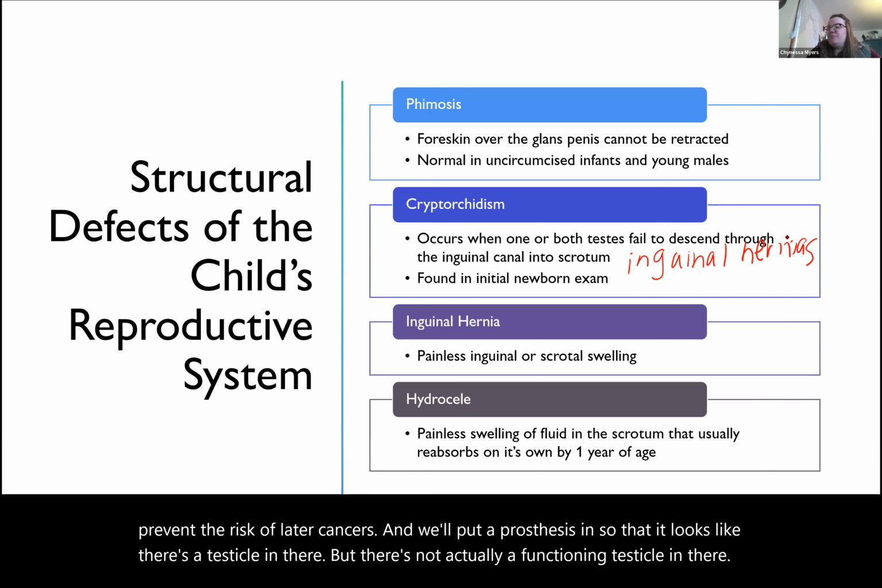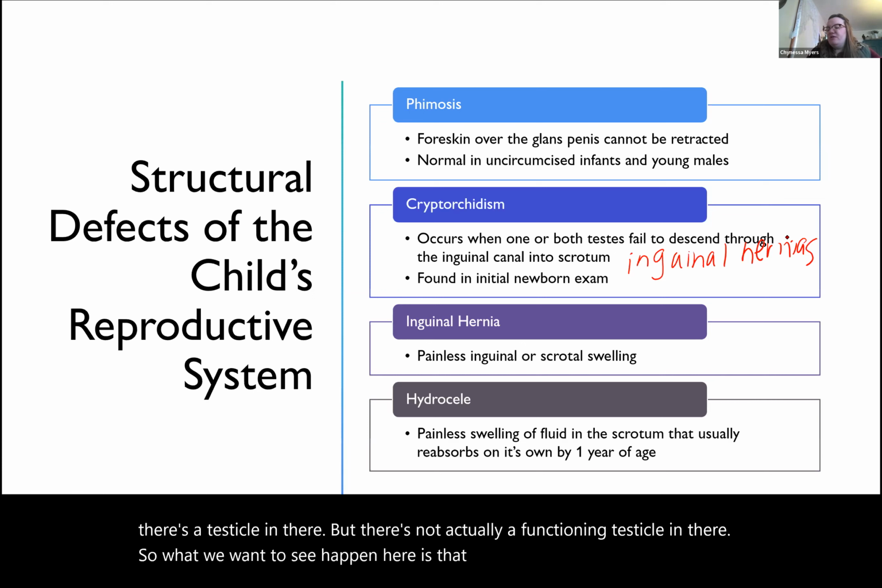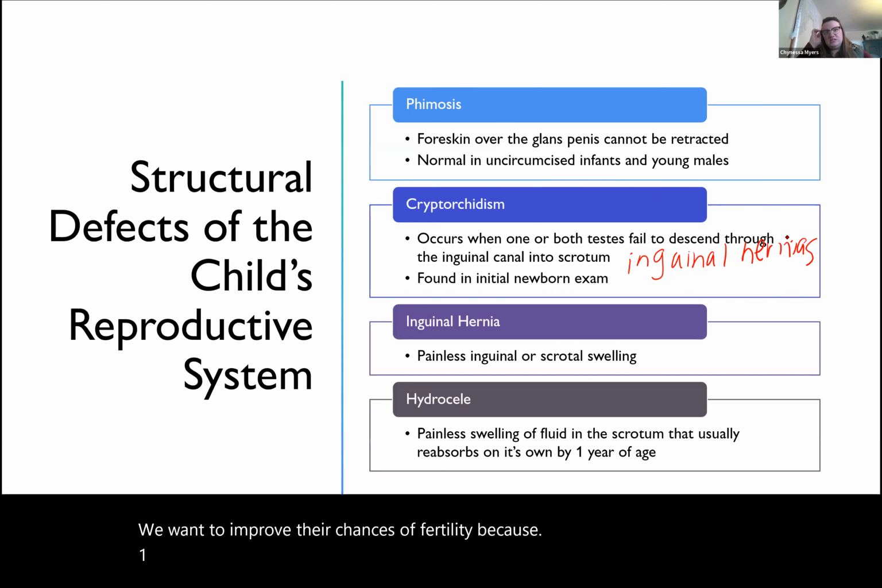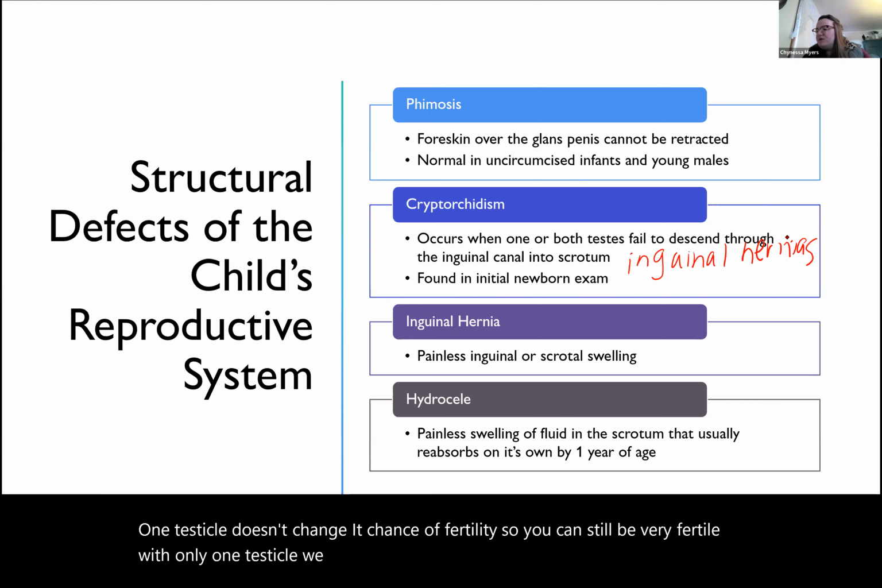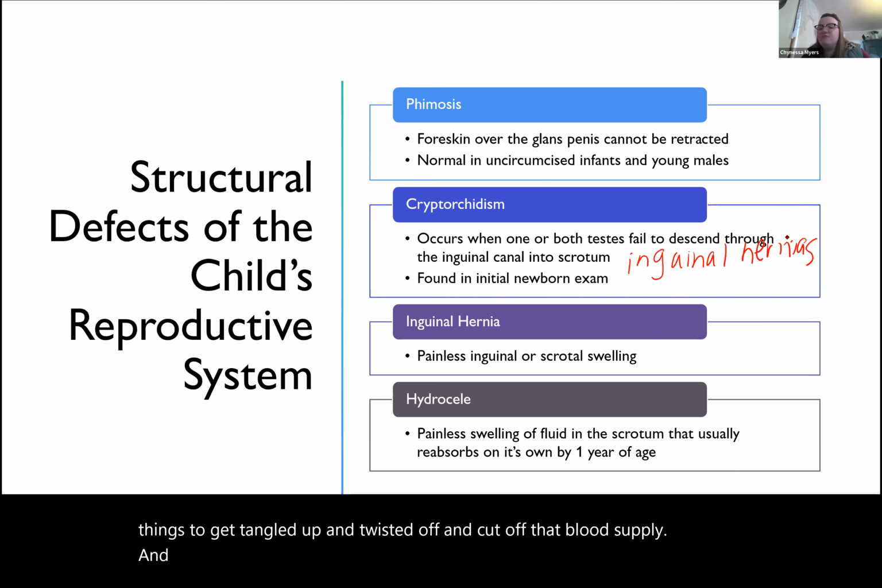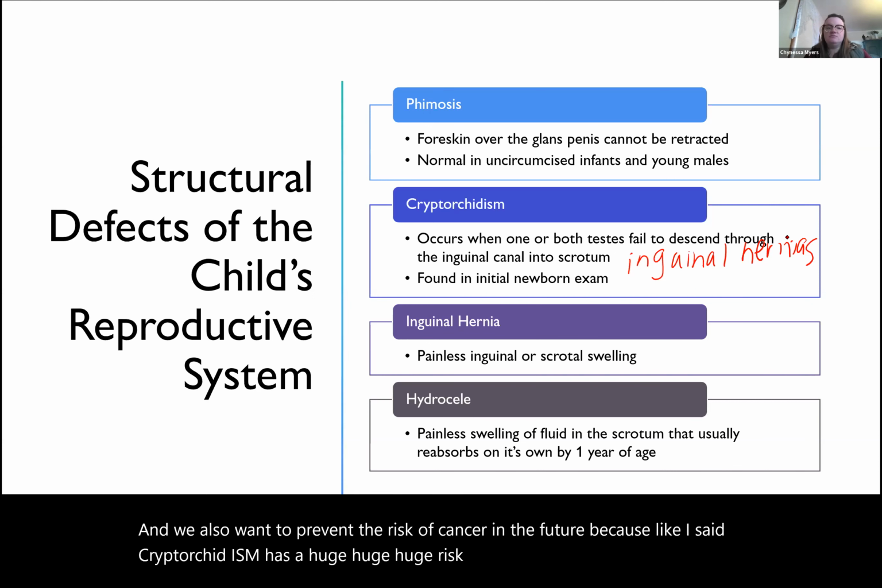So what we want to see happen here is that the hernia is repaired if there is one. We want to improve their chances of fertility, because one testicle doesn't change the chance of fertility. So you can still be very fertile with only one testicle. We want to prevent testicular torsion. We don't want things to get tangled up and twisted off and cut off that blood supply. And we also want to prevent the risk of cancer in the future because, like I said, cryptorchidism has a huge, huge, huge risk of cancer. So make sure you know that because you'll need to know that for your exam.